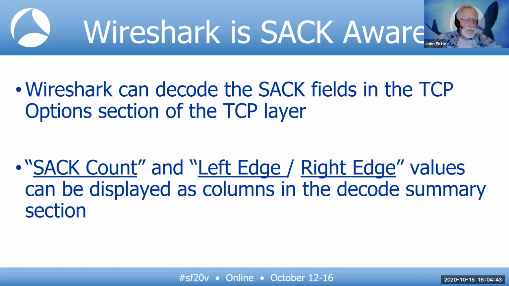So Wireshark can decode the SACK fields. I mean, it decodes just about everything, and of course the SACK fields are no exception. What we're going to see is a SACK count, which I really should have put in brackets because it's a Wireshark value add field. I don't believe it's actually in the options field. Left edge and right edge are in the SACK block of the options field. We're going to see a lot of this left edge, right edge, SACK count as we continue on.